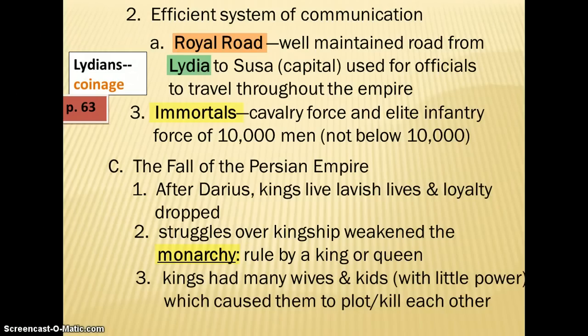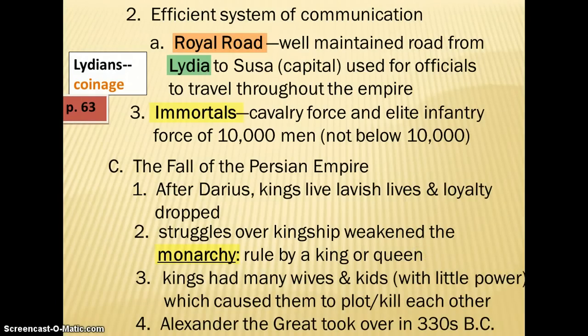And again, this is very common. We'll talk about this as a theme with the Roman Empire as well. When you get a large empire and you get some corruption in the government, they're plotting to kill each other, and the kids wanted power but didn't have much power, and the wives were getting power hungry. It really caused a lot of issues. And so that opened the door for Alexander the Great from Macedonia to come in and take over the Persian Empire in around 330 BC.